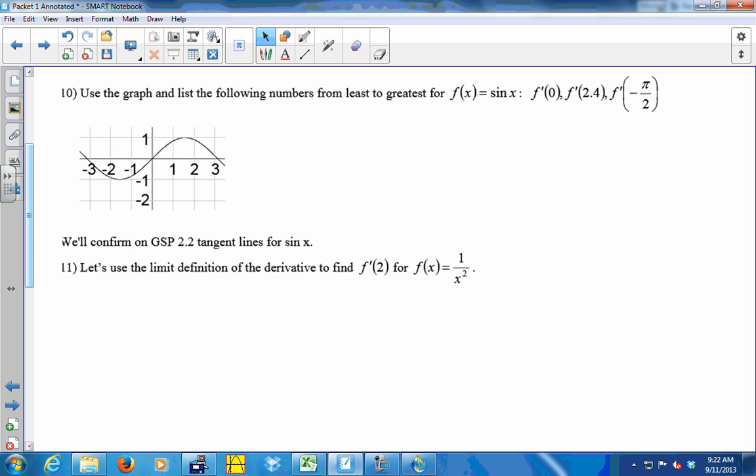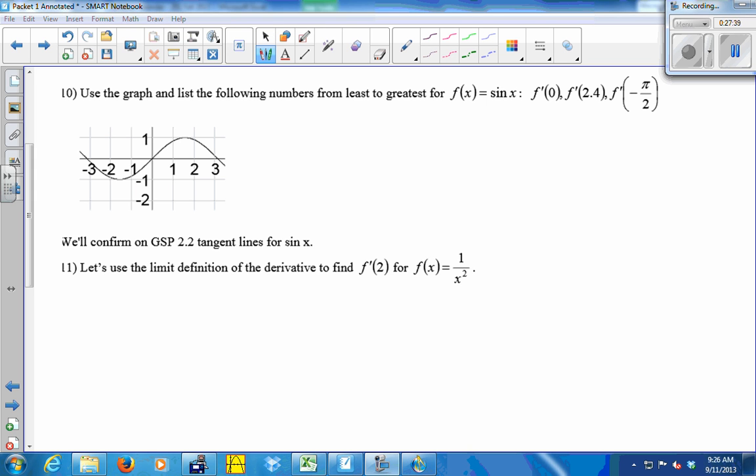So use whatever means you want to figure out which of those is smallest and which of those is biggest. Okay, so derivatives are slopes of tangent lines. f prime of 0 is the slope of the tangent line at 0, tangent to f at 0. So I go to 0 and I draw a little tangent line. Its slope is f prime of 0. And then f prime of 2.4, I go to 2.4, draw a little tangent line, and its slope is f prime of 2.4.